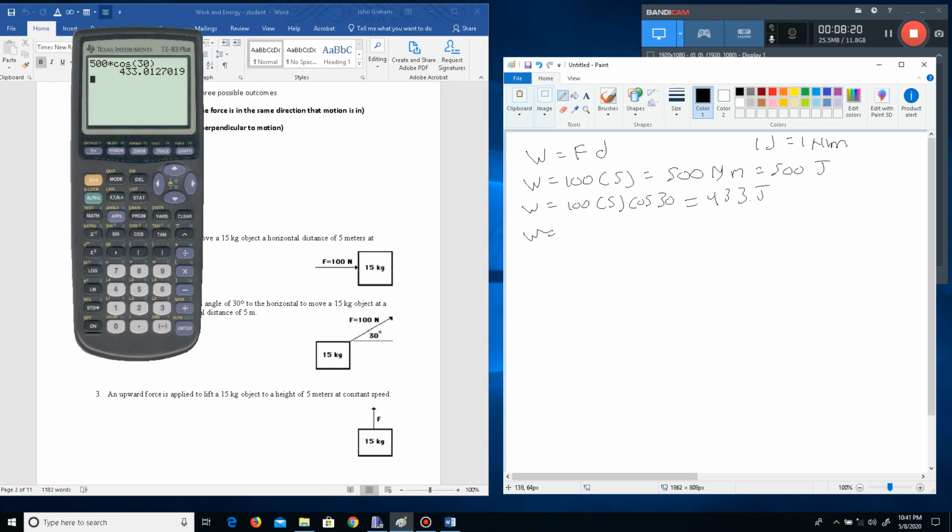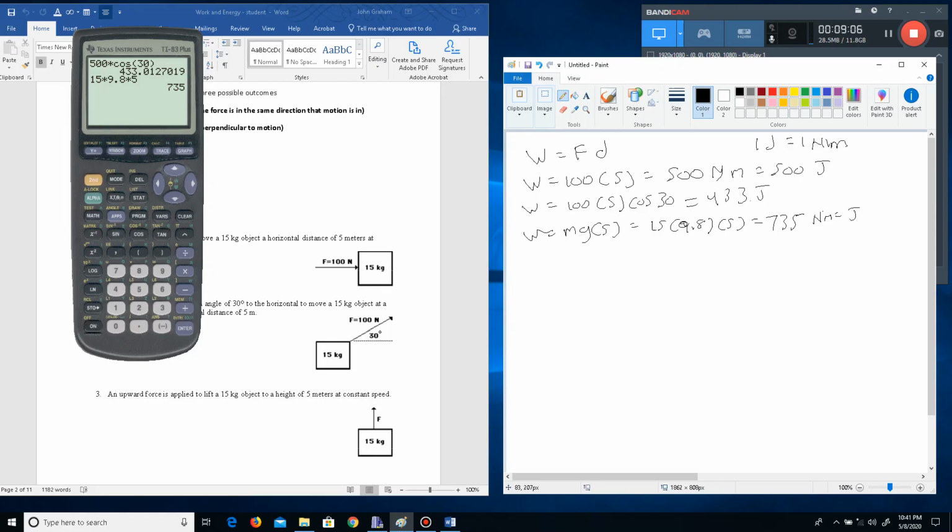And then the last one is we're lifting it up. Now in this case, since you're lifting it up and you want to lift it at constant speed, you have to counter gravity. So your force is going to be your weight, mass times gravity, and then you're lifting it 5 meters. So it would be 15 times 9.8 times 5. It's 735. And that'd be newtons, oh, Newton meters, so joules.